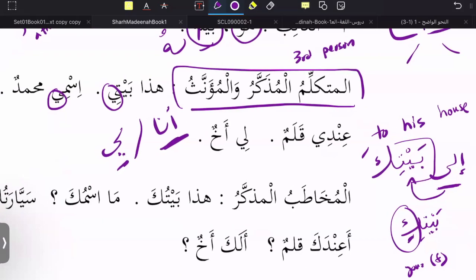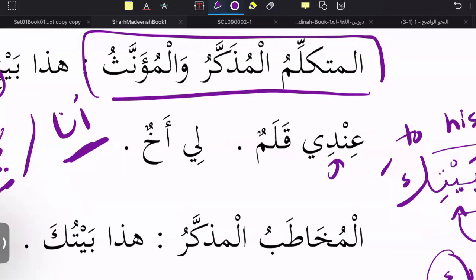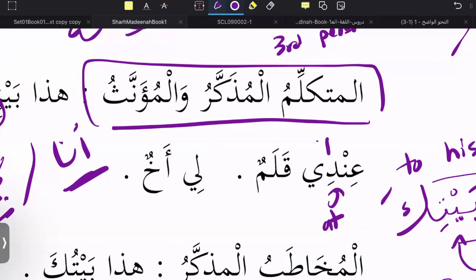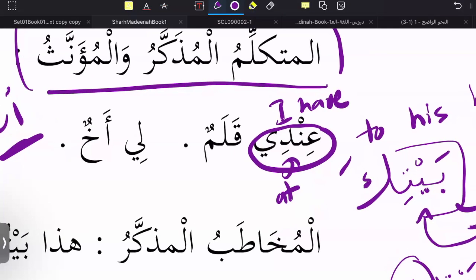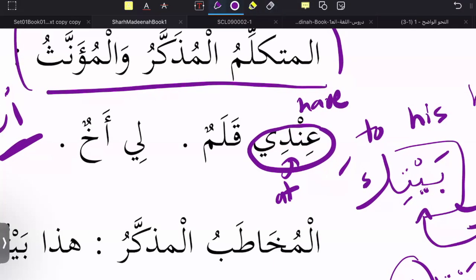Make sense? We have indi. What is indi? Enda means at, or it has many different meanings. Yes, also to have. Here we will have the meaning of have. And that can also mean at, and that can also mean with. So the meaning will change, and maybe I'll explain a bit later. But here the I have would make more sense. So indi qalam, I have a pen. But if you say ana inda al masjid, I am at the masjid. So the meaning can be have or at. Let's just stick with have for now. So when you say indi, that means I have.